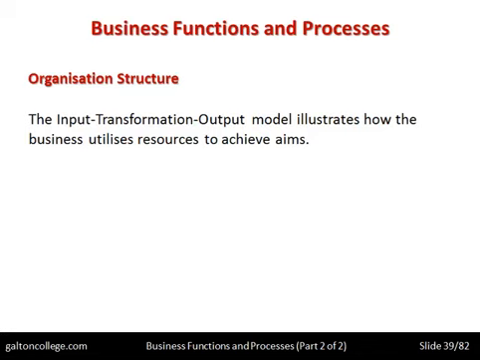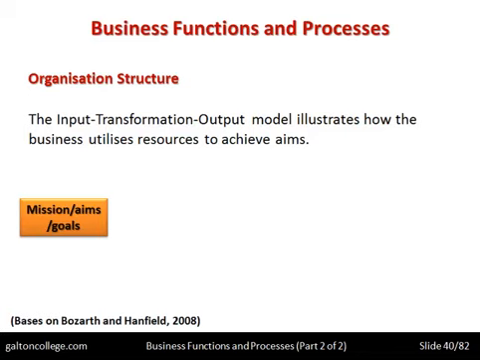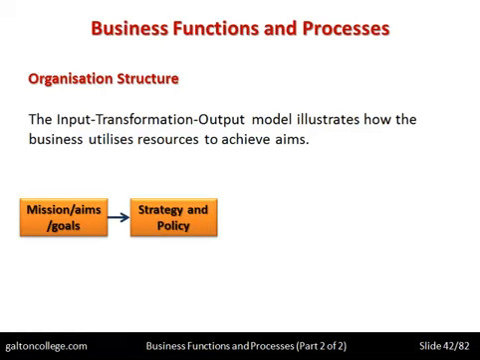Now, the input transformation output model illustrates how the business utilizes resources to achieve aims. So we could start, for example, with the mission of the organization. The mission, this is the goals, the aims of the organization. And out of the mission we get the strategy.